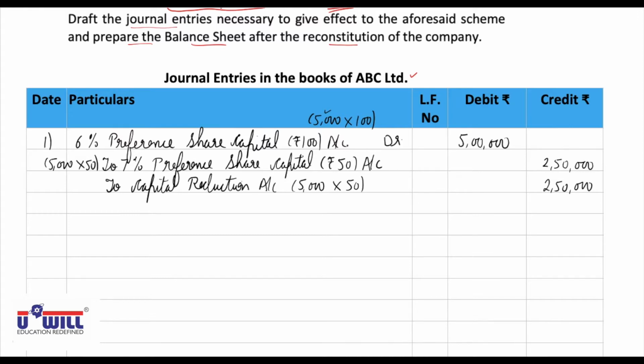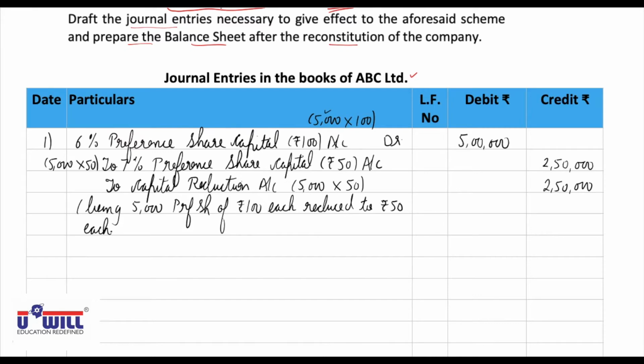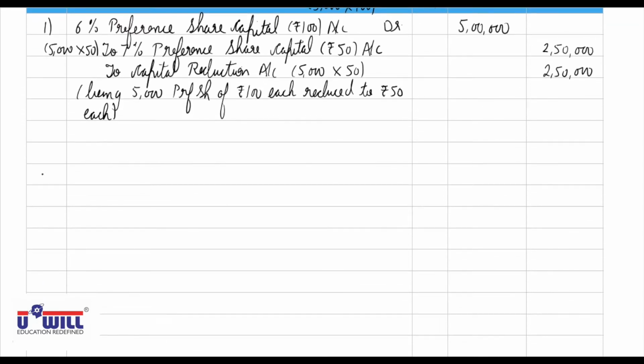Okay, old face value 100 account debit, new face value 50 account credit, and the remaining 50 they sacrifice is transferred to capital reduction, being 5,000 preference shares of rupees 100 each reduced to rupees 50 each. Okay, being 5,000 preference shares of rupees 100 each reduced to rupees 50 each.